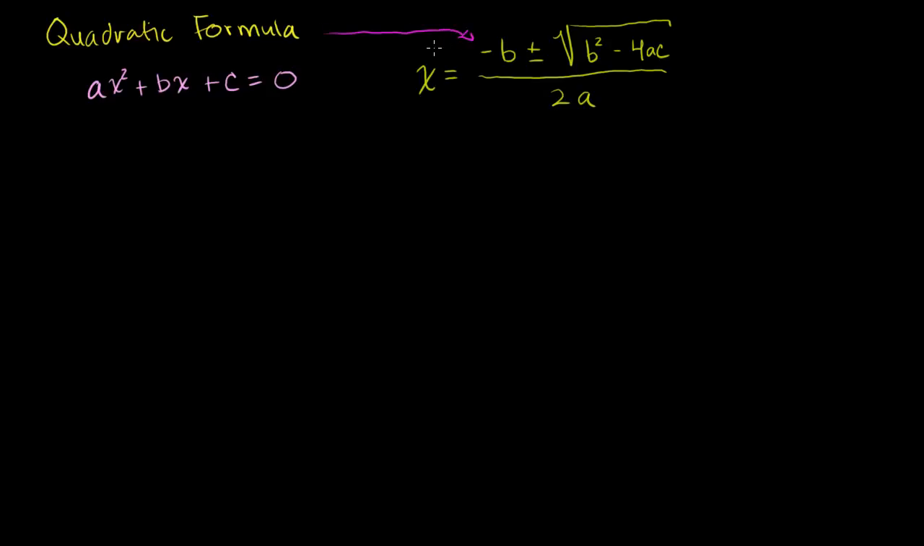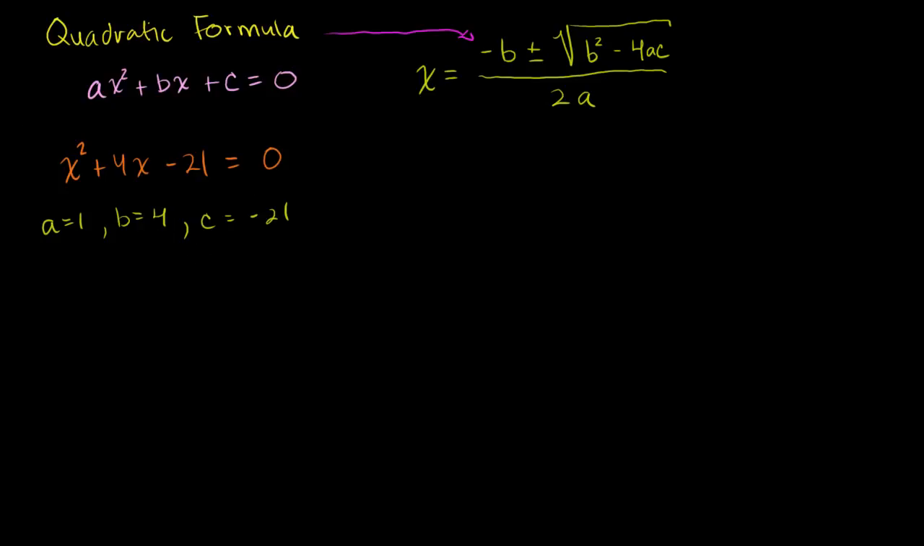So let's apply it to some problems. So let's start off with something that we could have factored, just to verify that it's giving us the same answer. So let's say we have x squared plus 4x minus 21 is equal to 0. So in this situation, a is equal to 1, right? The coefficient on the x squared term is 1. b is equal to 4, the coefficient on the x term. And then c is equal to negative 21, the constant term.